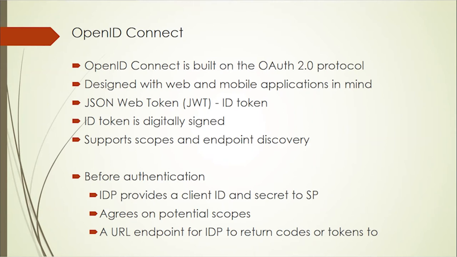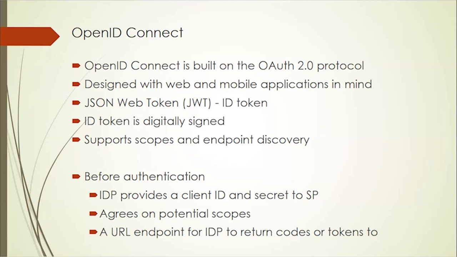Pretty much it allows you to specify what claim or group of claims the IDP can return to you. So if you ask for a user profile, what user attributes will be returned to you, that kind of thing. Similar to SAML, before the authentication, you also need to establish a trust relationship with the IDP. To establish the relationship, you need to have a client ID and a secret key from the IDP to the service provider.